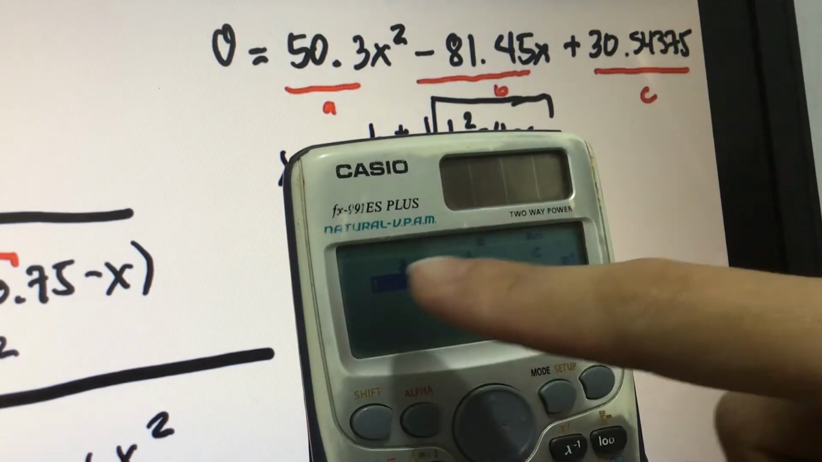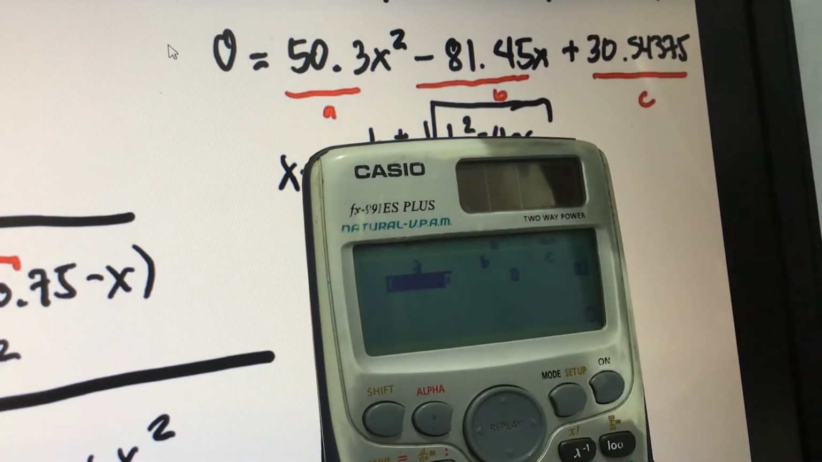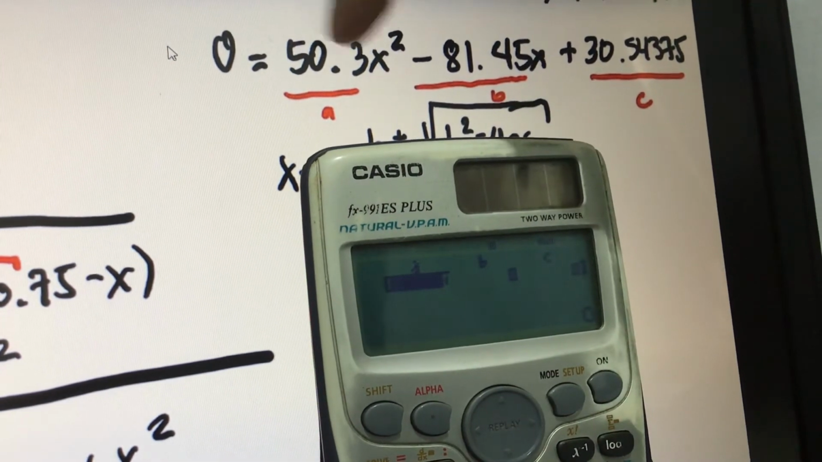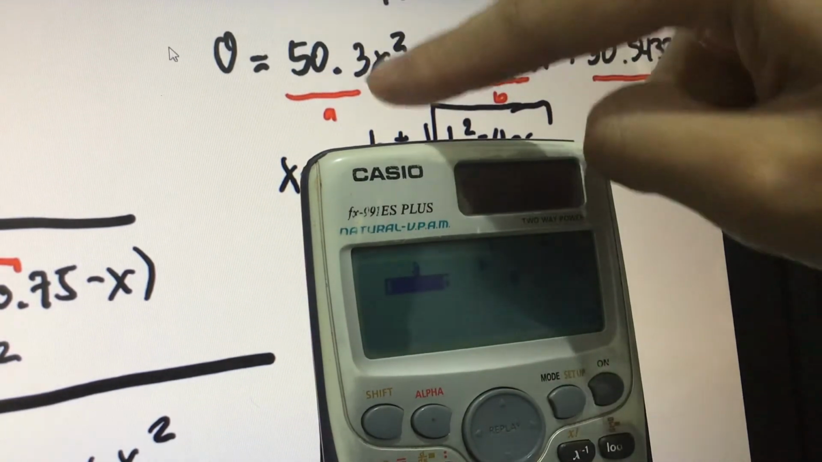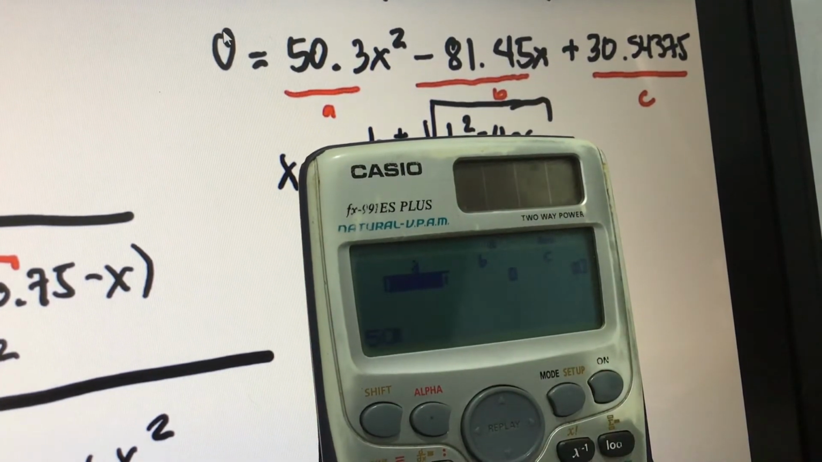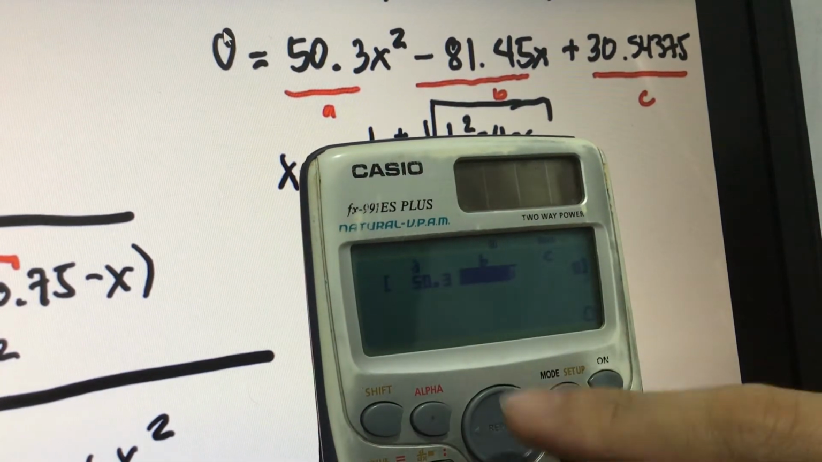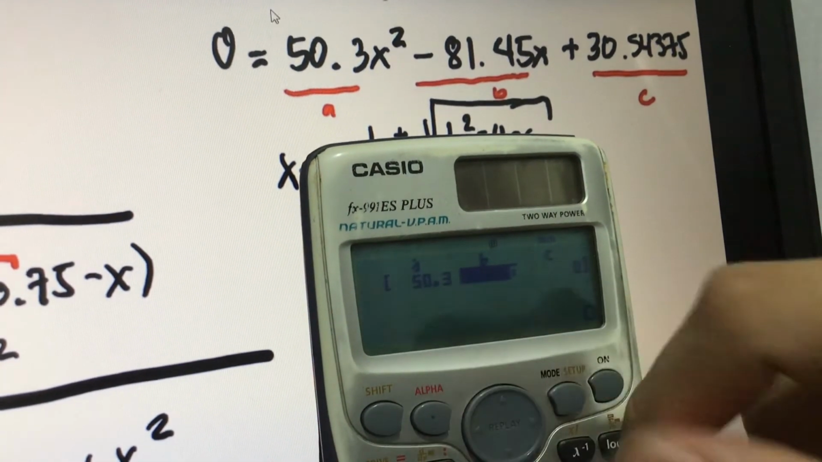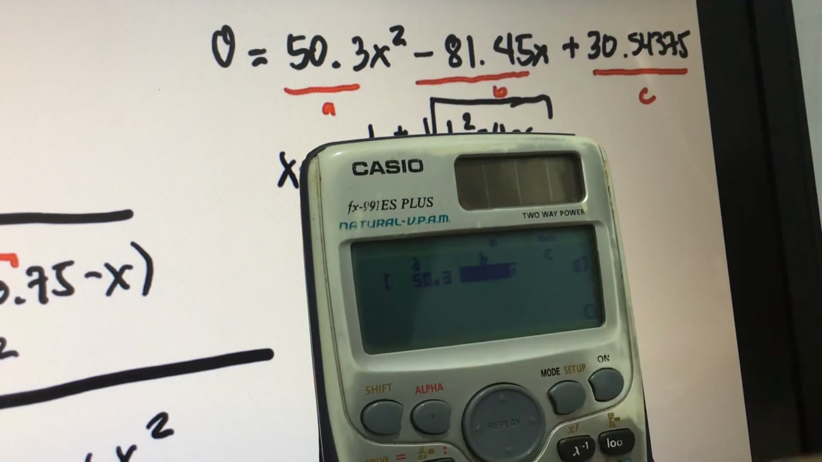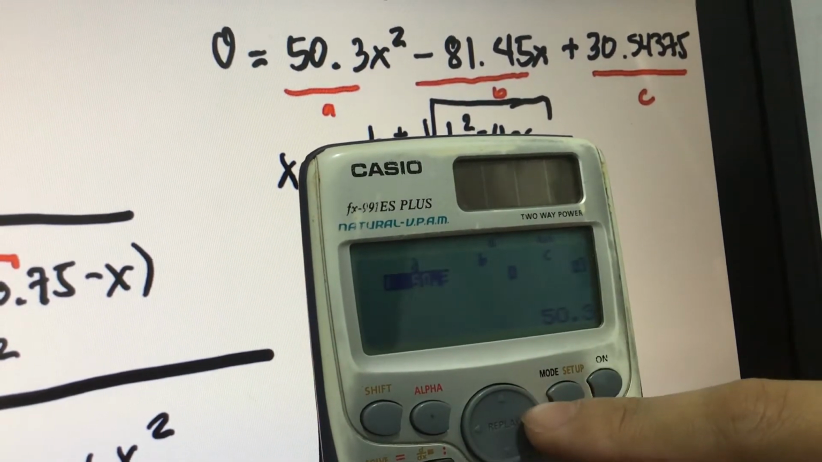For you to plug in the value of A, looking at this equation here, the value of A is 50.3. So you type 50.3 and you press the equal sign. Pressing the equal sign will input your number into the cell. So we have the 50.3 in the A.